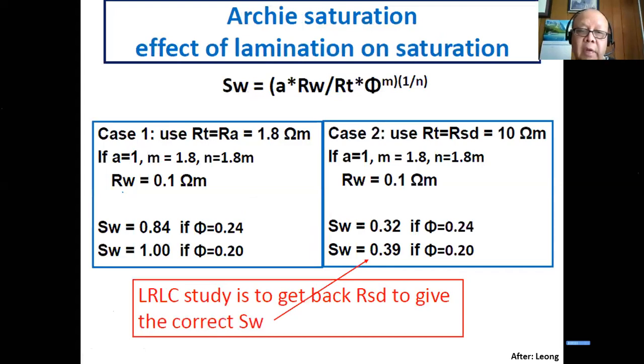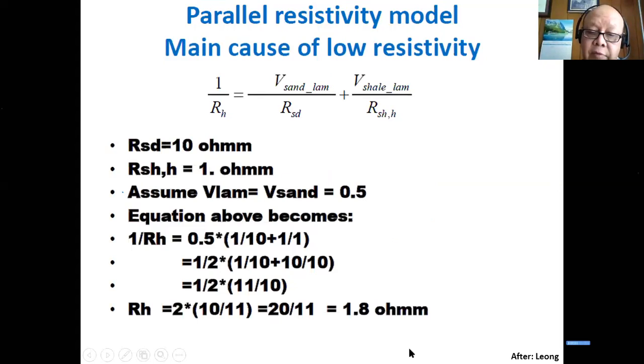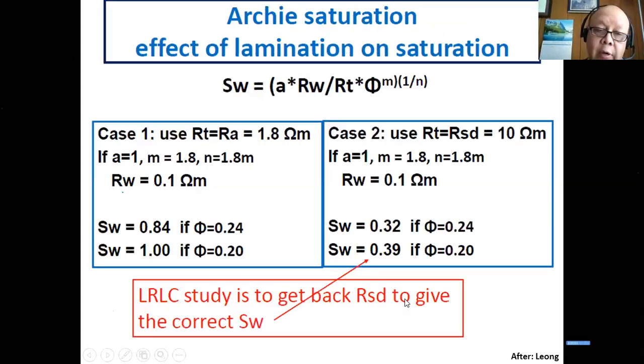So in this example, if we use this RH, which is the apparent resistivity measured by the tool, 1.8 ohms, and assuming that we have a certain porosity, and we compute using Archie's equation, if we have porosity of 24%, SW is going to be 84%. If we have 20% porosity, SW is going to be 100%. And if we are able to measure the sand resistivity, which is actually 10 ohms, we are going to get SW of 32% when the porosity is 24%, and SW of 39% when the porosity is 20%.